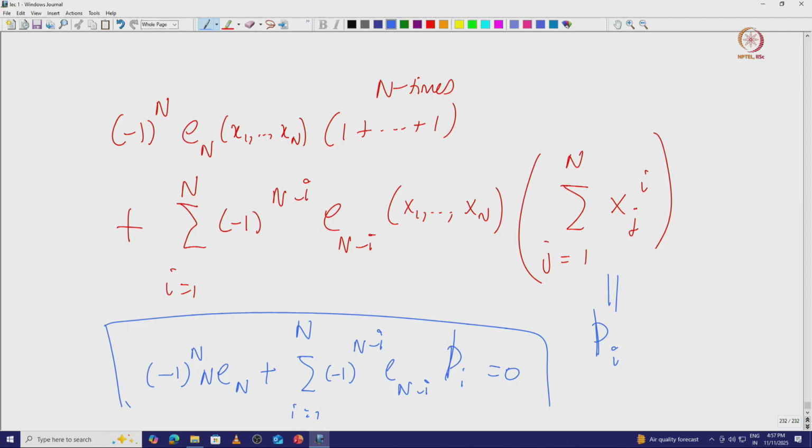So this actually tells you that the p_i can be written in terms of the e_i and vice versa. The e_i also can be written in terms of the p_i. So that means either you record the e_i or record the p_i, both will be storing the same data. That is what is fundamental in developing the character theory.